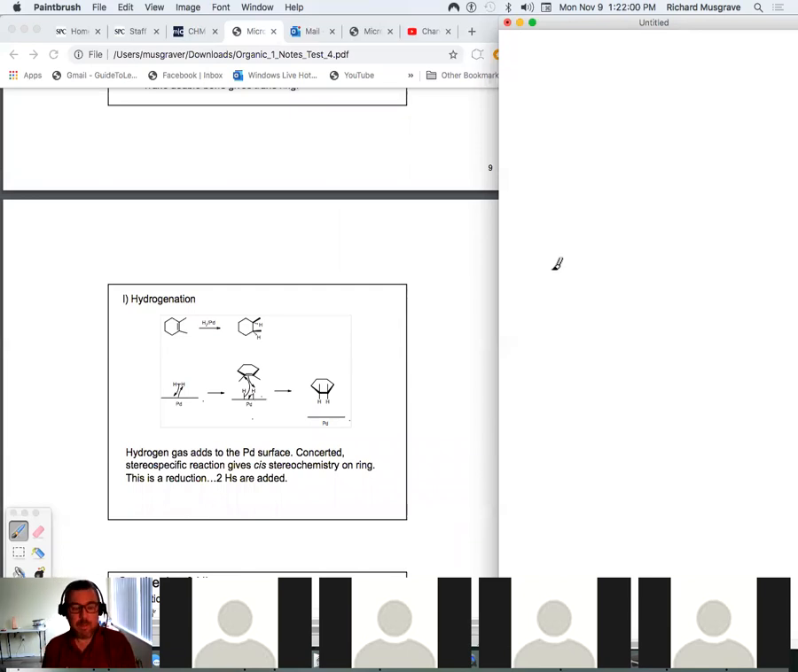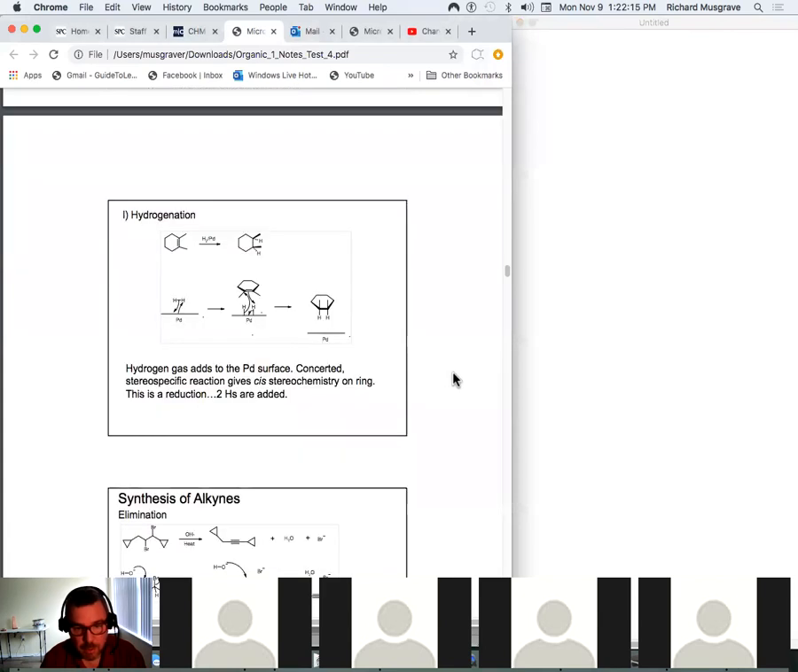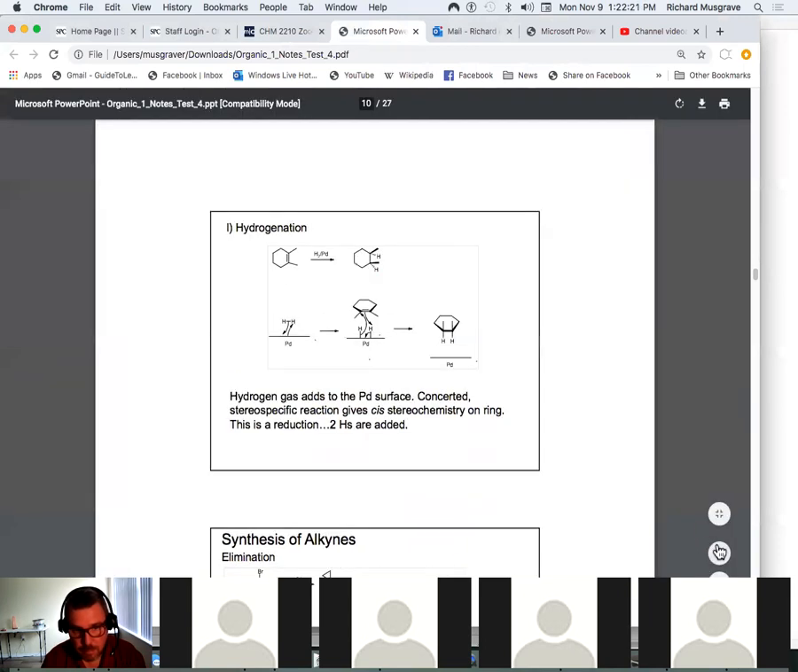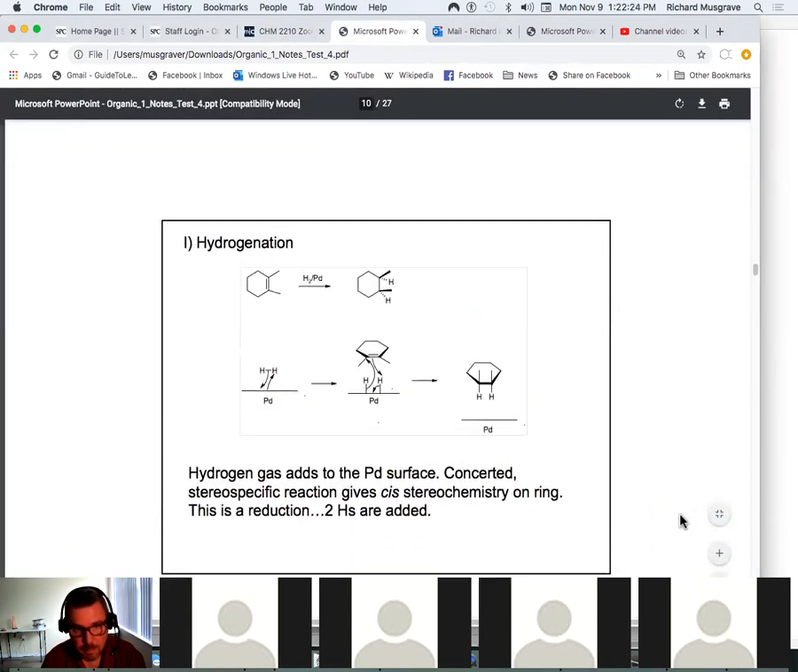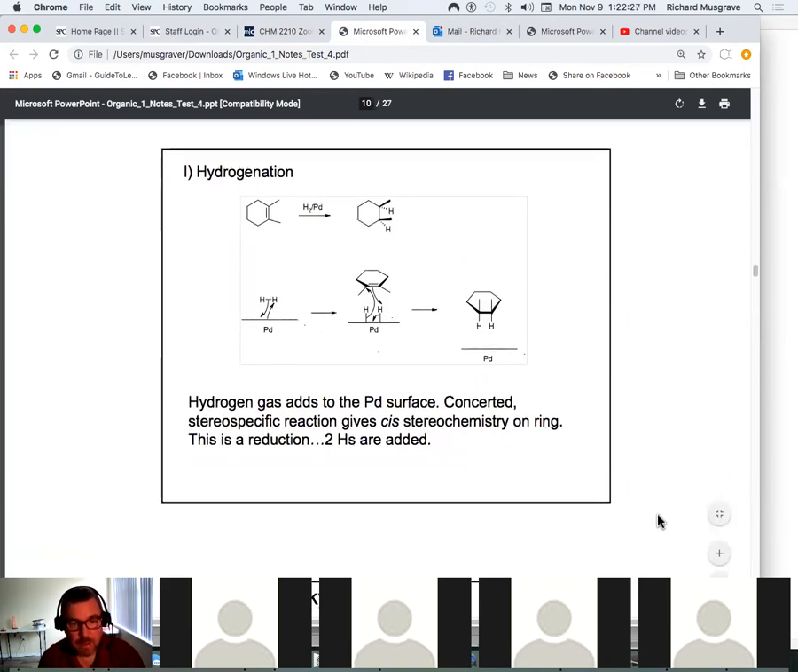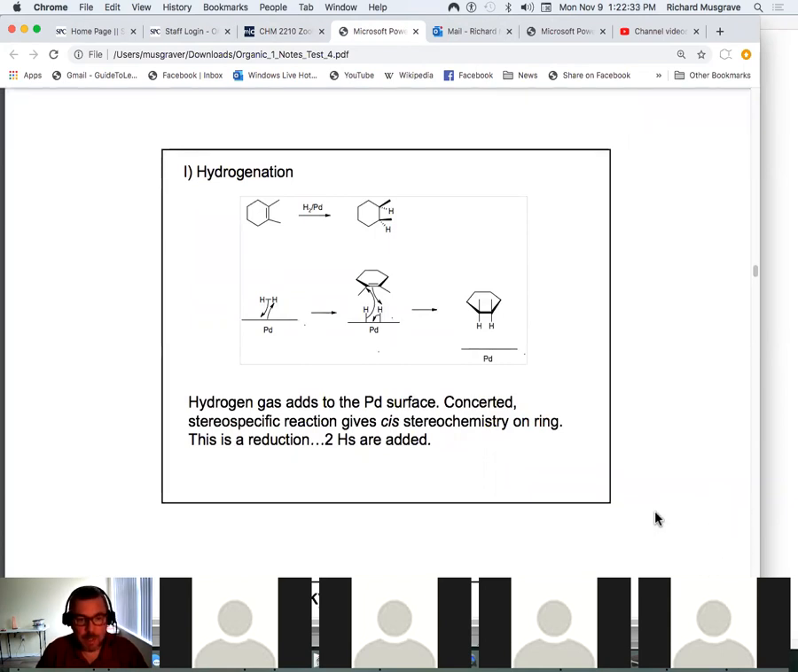The next reaction is hydrogenation. Hydrogenation is the process by which hydrogen gets added to a C=C double bond. If you look at the diagram here, I'm going to go ahead and enlarge it. It doesn't have a great deal of relevance when the double bond is not in a ring. But when it's in a ring, we have the ability to actually see the stereochemistry of the way that the hydrogen adds to the ring.